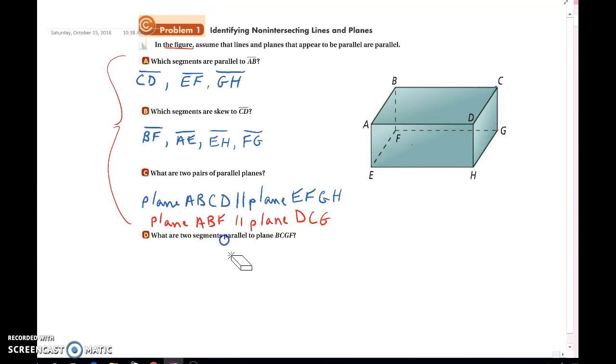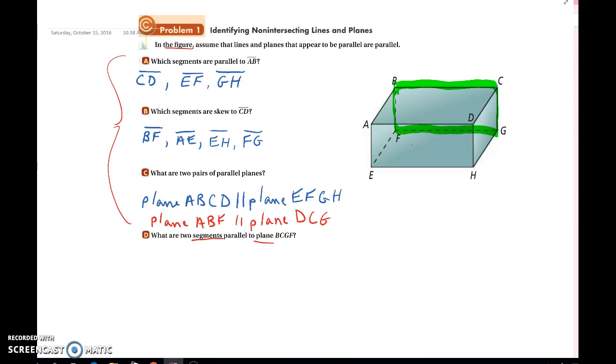All right, and then the last question says, what are 2 segments parallel to plane BCGF? So the first thing we're going to do is highlight plane BCGF. All right, and now if we read this question again, it says, what are 2 segments that are parallel to the plane? So now we're talking about segments that are parallel to the plane. So remember, when we talk about parallel segments or parallel lines, they need to lie in the same plane. But now we're talking about segments that are parallel to a plane. So one of the ways that you can do this is you can think about a segment can be parallel to the plane if a segment is parallel to a segment within the plane.